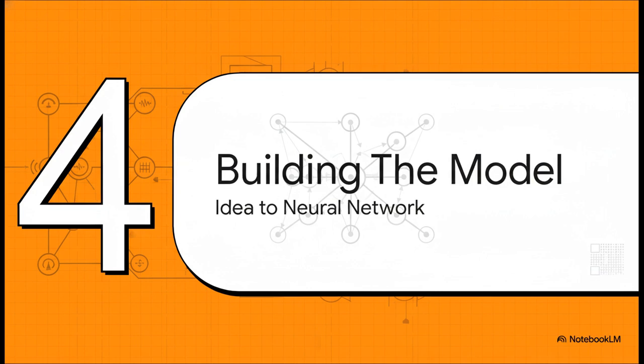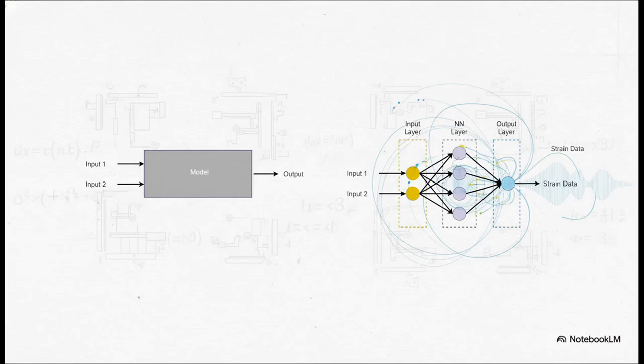Following our workflow, we're now at steps 3 and 4, choosing a model and training it. This is where we go from the abstract idea of a model and actually turn it into a real piece of software. So on the left, you've got this sort of black box idea, right? Inputs go in and output comes out. But what's actually inside the box? Well, for this lab, we're going to use the architecture you see on the right, a neural network.